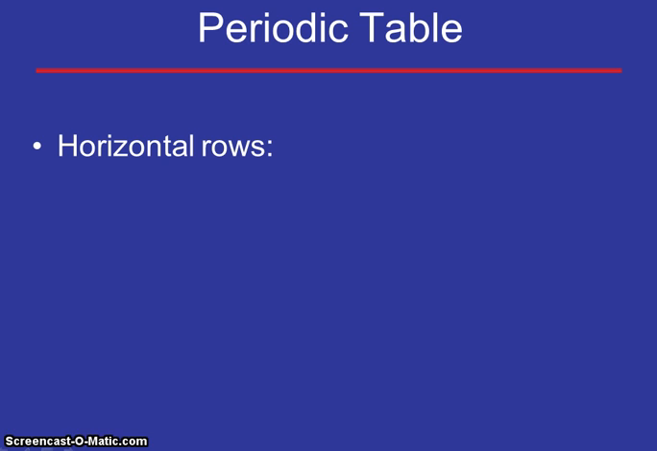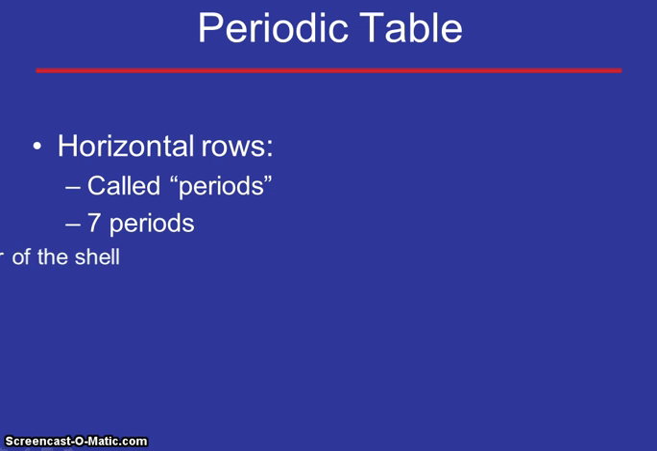So when we deal with the periodic table, it's arranged by horizontal rows and vertical columns. Our horizontal rows are referred to as periods. And there are 7 periods on the periodic table. And the periods tell us how many energy levels a particular atom has.